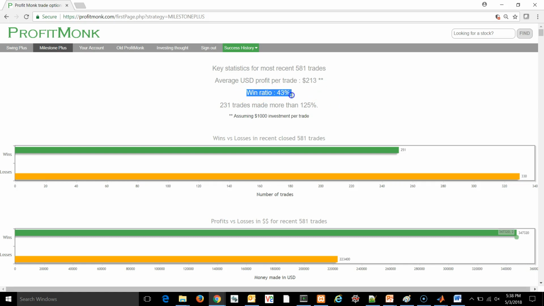The win ratio is 43%, which is nothing but 231 divided by 581, and these 231 trades made more than 125%. Now keep in mind that a gain of 125% means that if you have invested $100 in a trade, you are getting back at least $225 on that.